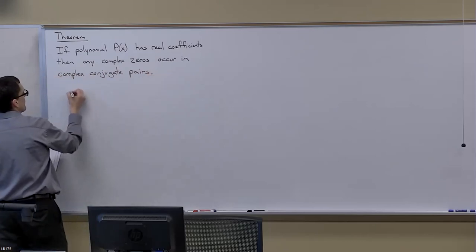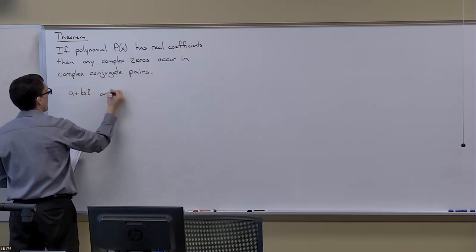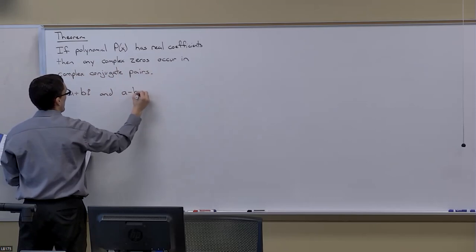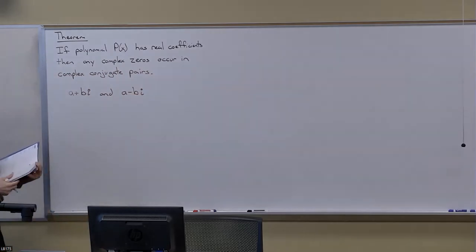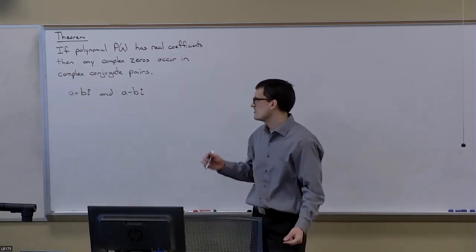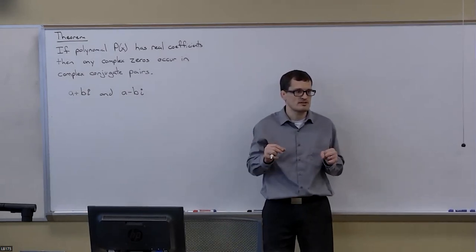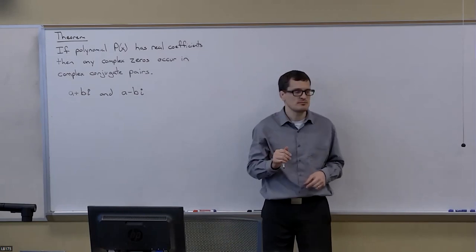So just to remind you of what a complex conjugate pair was, if one of the complex numbers is a + bi, then the other complex number would be a - bi. And the reason this has to happen is because the only way we get back to a real number when we multiply complex numbers is if we have conjugate pairs.